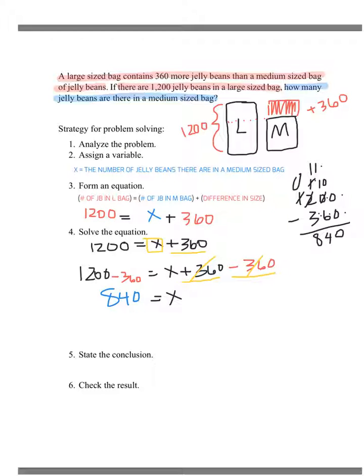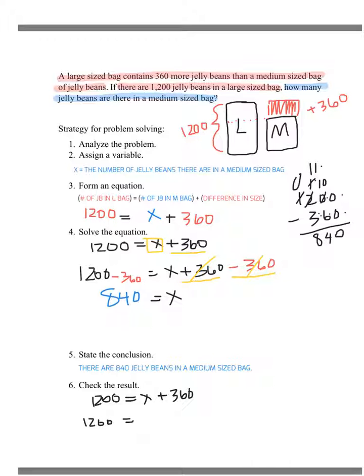So now let us state our conclusion in a statement. So the question was, how many jelly beans are there in a medium-sized bag? And therefore, we now know that there are 840 jelly beans in a medium-sized bag. So the last step is to check the result. So again, when checking the result, you want to start off with the equation you created in step 3. That is 1,200 equals x plus 360. However, now we know that x is equal to 840, so we're going to go ahead and substitute that in.